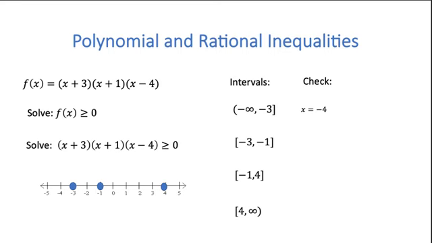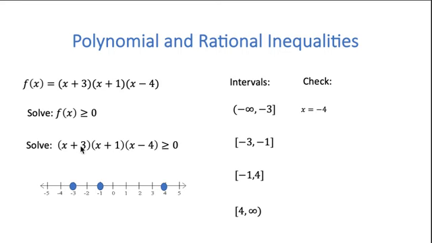Now, all I want to know is if my function is positive or negative. I want to know when it's greater than 0. So all I want to know are those sections where I'm going to get a positive answer. If I get a positive answer for -4, that means every number in this section will be positive. If I get a negative number, every number in that section will be negative.